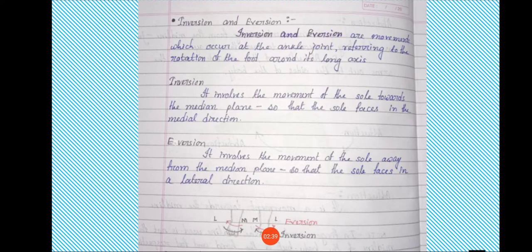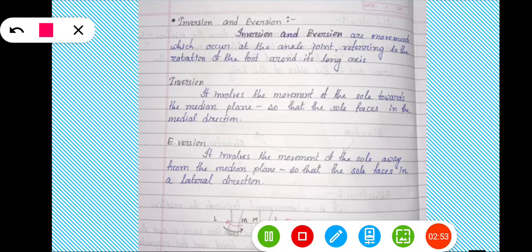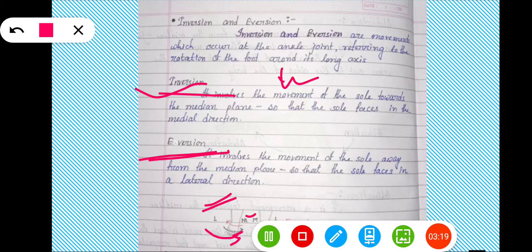Let's look at the next topic, inversion and eversion. Inversion and eversion are movements which occur at the ankle joint, referring to the rotation of the foot around its long axis. What is inversion? It involves the movement of the sole towards the median plane. You can see that is the median plane and that is the lateral. When movement is towards the medial plane, that is called inversion, and when the movement is towards the lateral plane, that is called eversion.